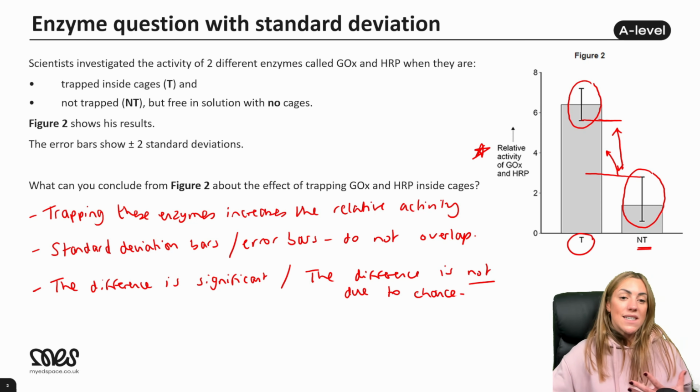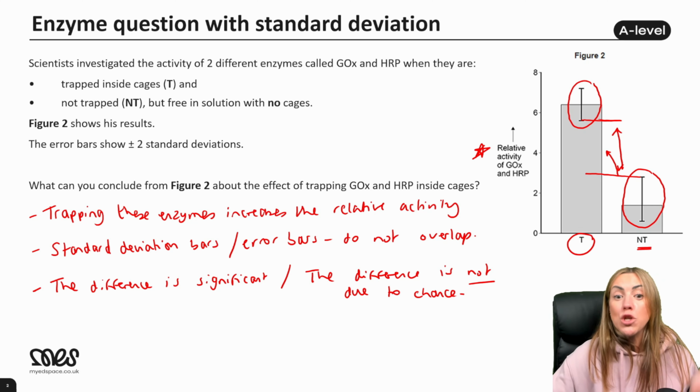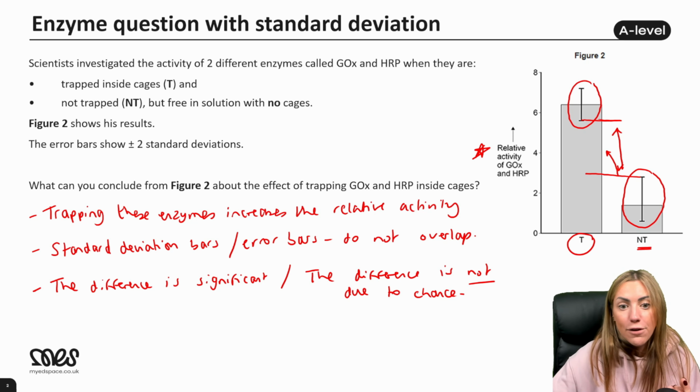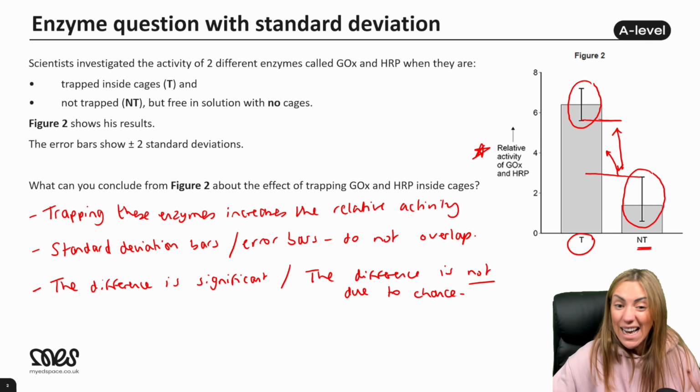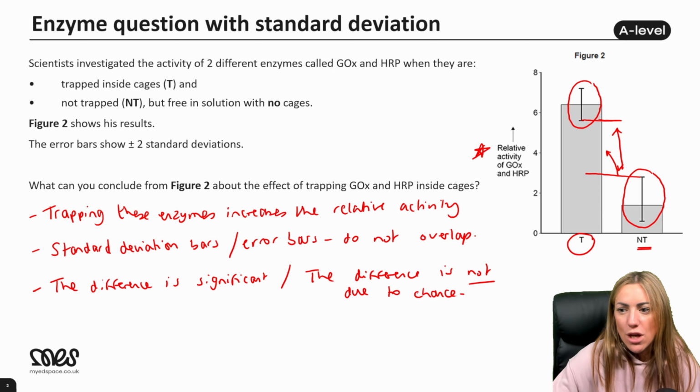So that's what the standard deviations are telling us. If they do not overlap, it's showing us that it is a significant difference in the activity of these enzymes. If they did overlap, we would be able to say, actually, there is no significant difference between the activity, or the difference in activity is due to chance. But here there's no overlap. So this is what we need to be able to say. The difference is significant. The difference is not due to chance.